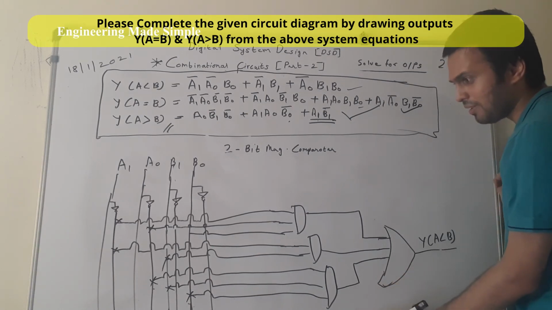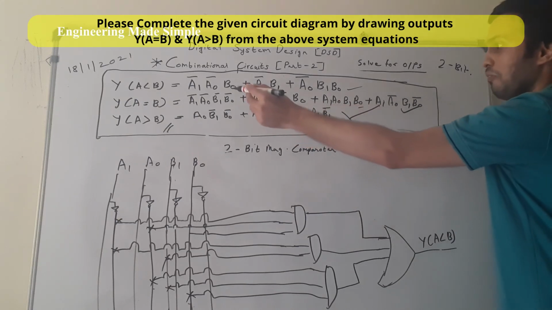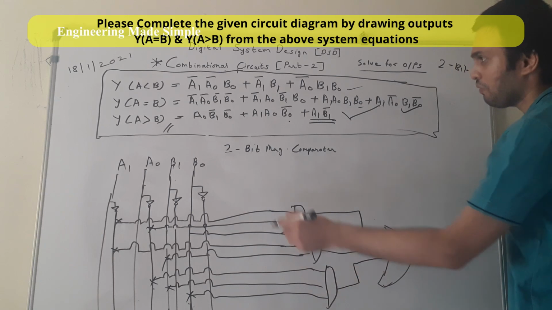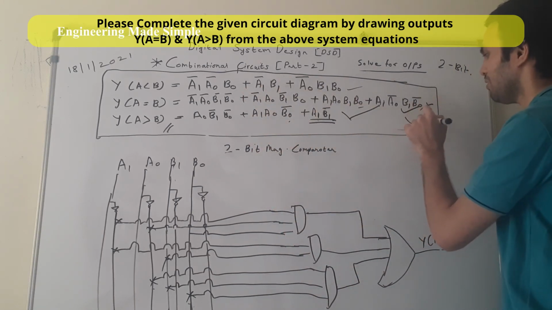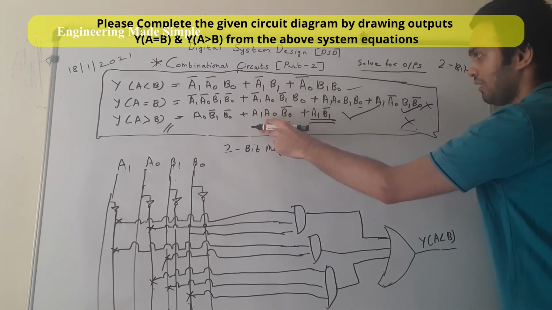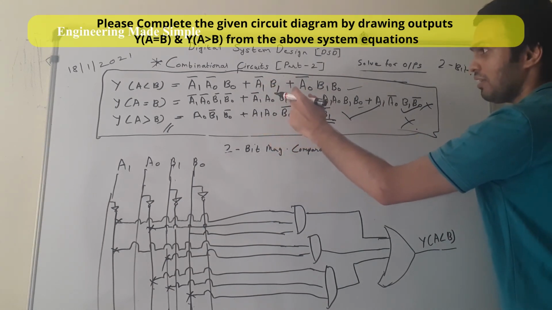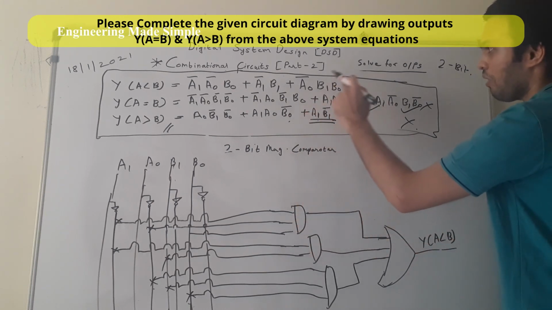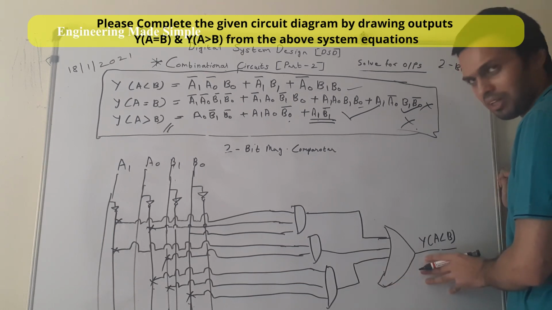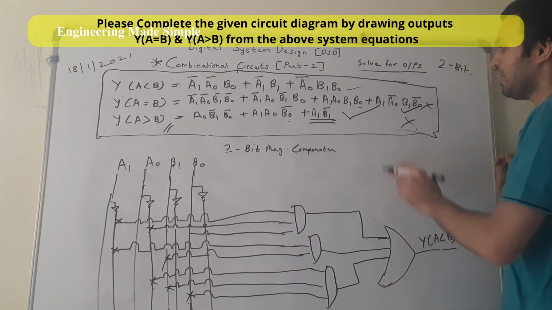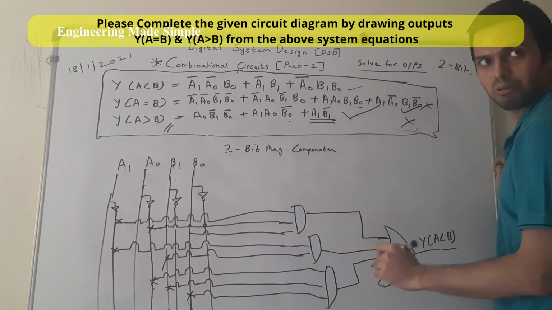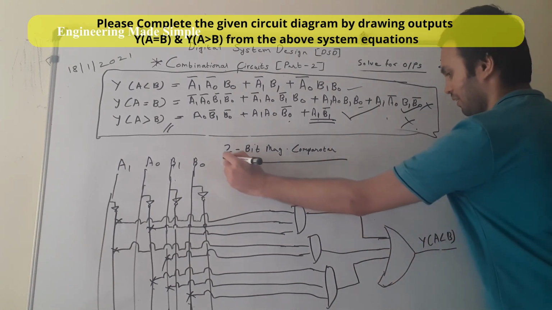Now below this you can draw Y for the A equal to B case, and the A greater than B case also you have to draw. If you don't draw these remaining two, then your circuit will be incomplete and you will not get marks. So whenever you are asked to implement the circuit, you have to draw the implementation for all the three equations. For explanation purposes, I have explained only one output over here. The remaining two equations you can complete, and this whole circuit will be your 2-bit magnitude comparator.